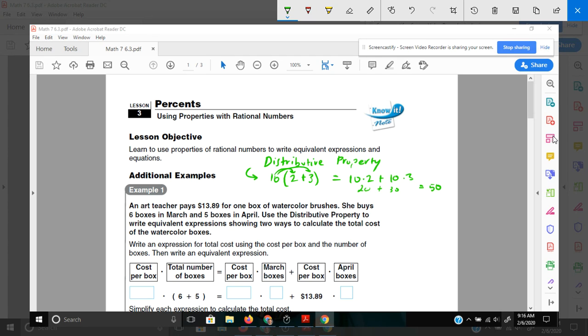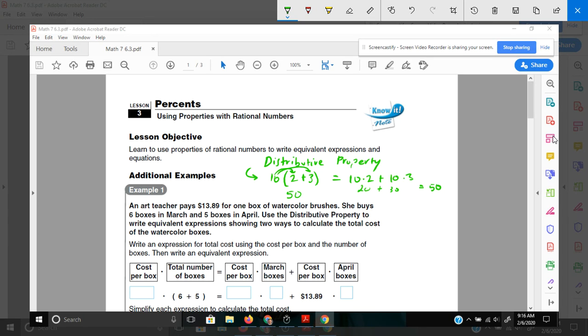Well, it has parentheses, so I need to do what's in the parentheses first. 2 plus 3 is 5, and then 5 times 10 is 50 as well. So just remembering that the distributive property says that when you have a number outside next to your parentheses and you multiply it by everything inside, you get the same answer. This is kind of explaining how the distributive property works.